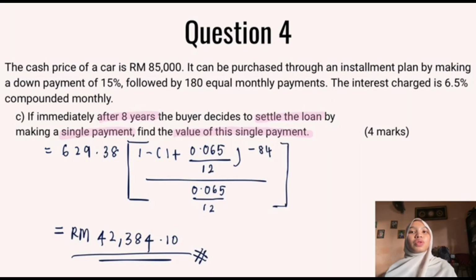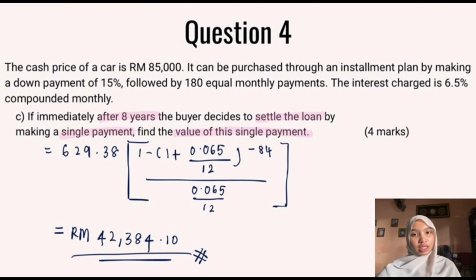So we will substitute the values. R is 639.38, 1 minus (1 plus 0.065 over 12) to the power of negative 84, which is the new n, over 0.065 over 12. We will get the single payment, which is 42,384 ringgit and 10 cents. Thank you.